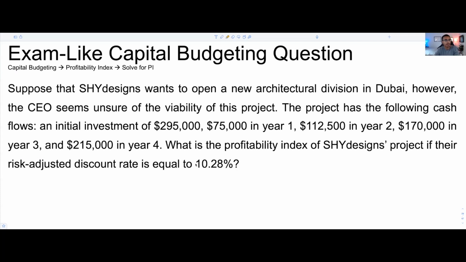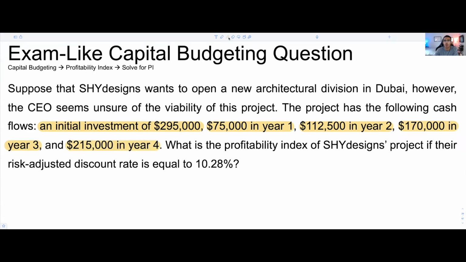So in this question, we have the following. Suppose that Shai Designs wants to open a new architectural division in Dubai. However, the CEO is unsure of the viability of this project. And you're given the following cash flows in order to assess whether this project is good. So the project will have an initial investment of $295,000. It'll have a cash flow of $75K in year 1, $112,500 in year 2, and $170,000 in year 3. Then for year 4, the last year, you're going to have a cash flow of $215,000.